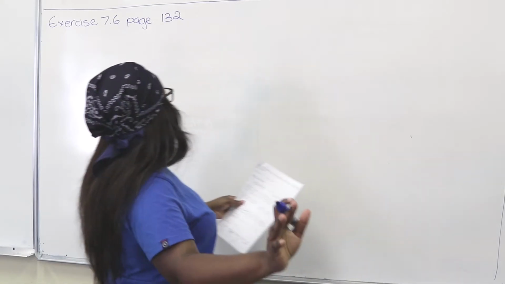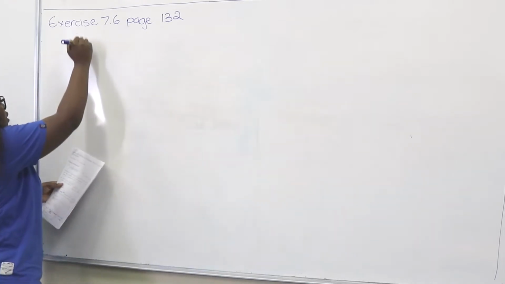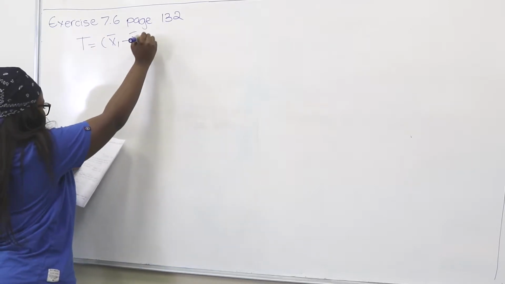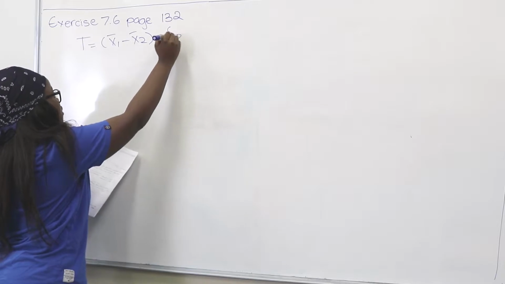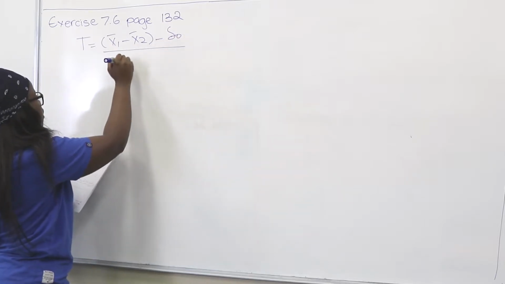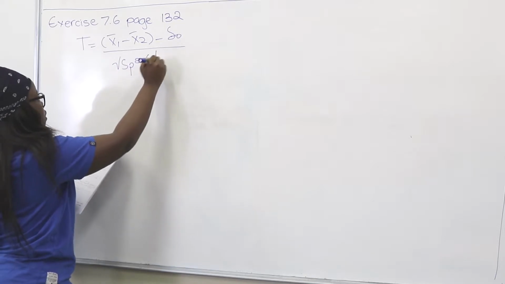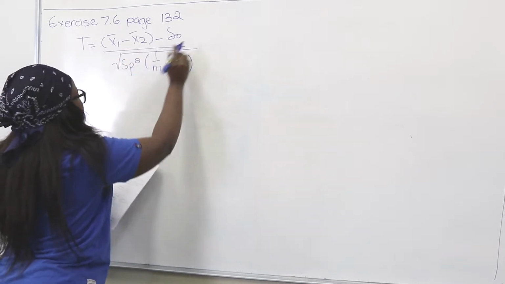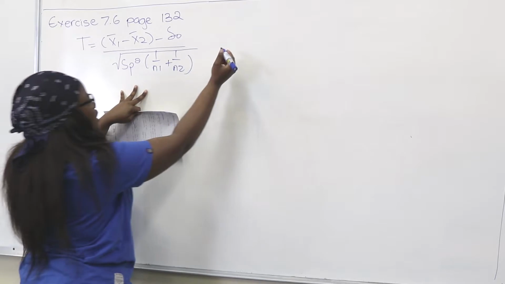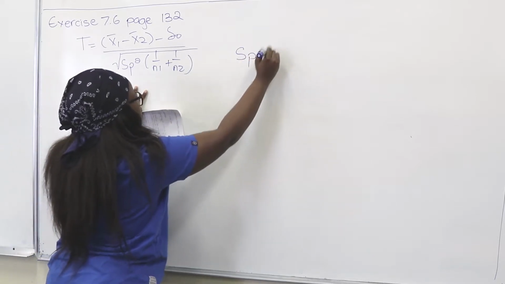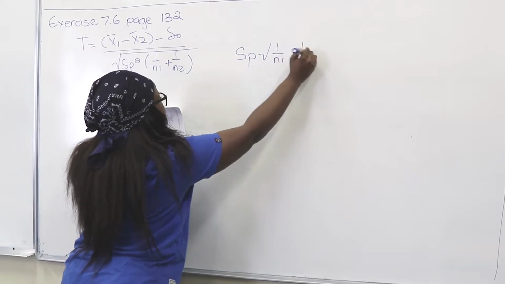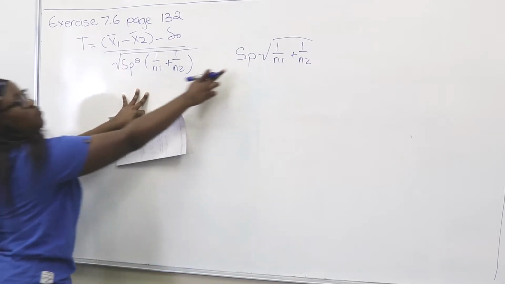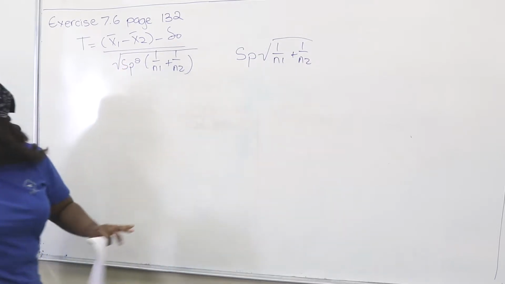This is the formula we're going to use here: t is equal to x bar 1 minus x bar 2 minus delta over the square root of sp squared over n1 plus sp squared over n2. You can do the denominator differently if you just say sp multiplied by the square root of 1 over n1 plus 1 over n2, because if you square root the sp squared, it becomes sp. So then it's the same difference.